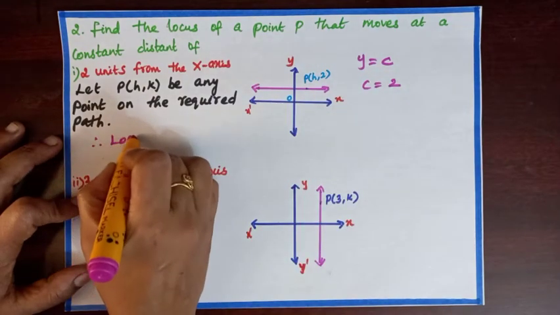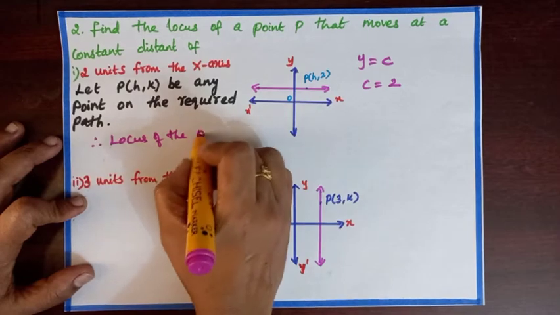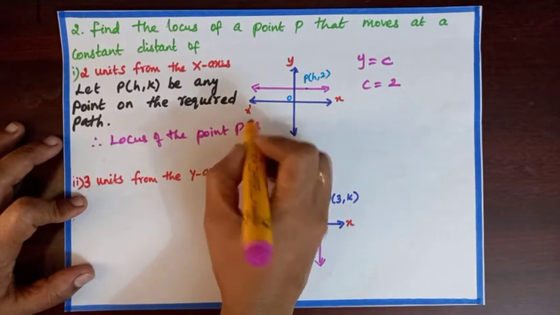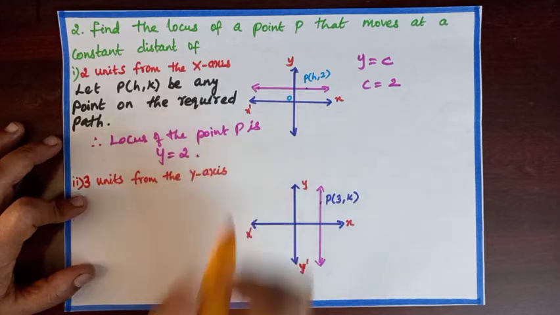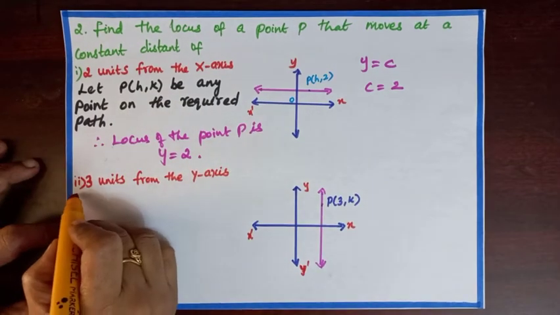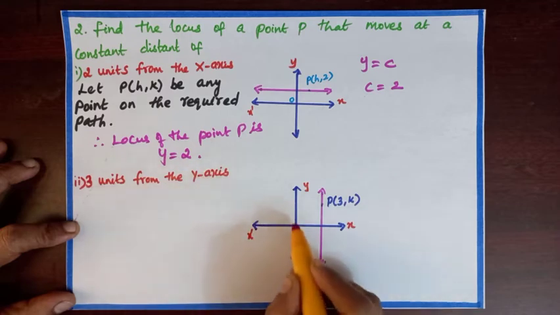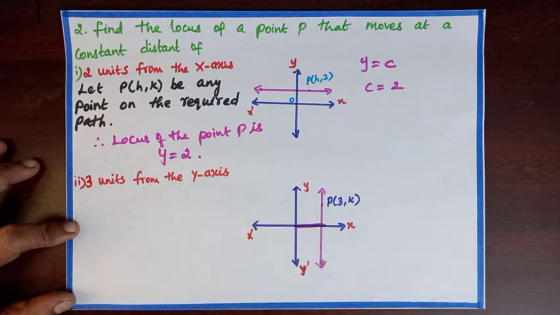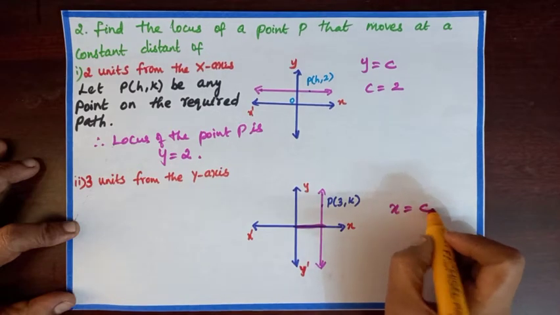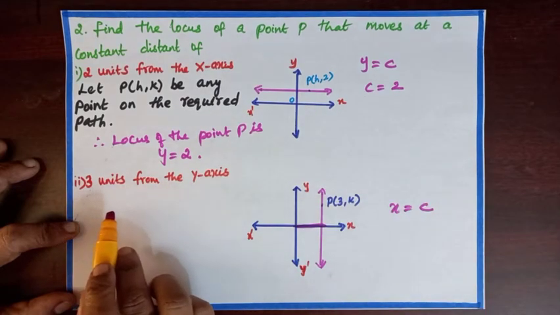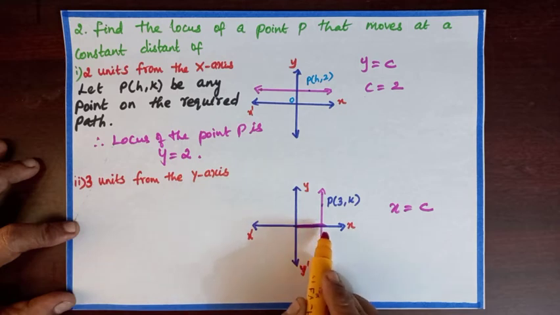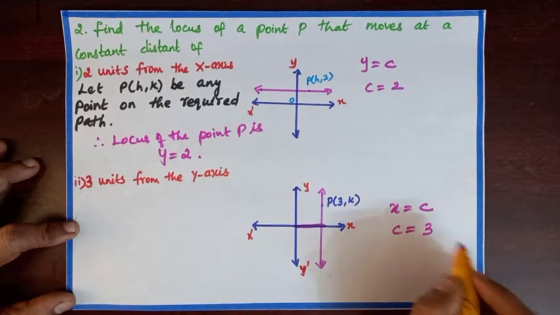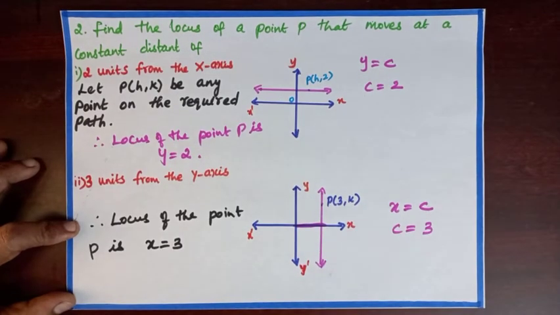Therefore, the locus of the point P is y equal to 2. Second subdivision, 3 units from the y-axis. So, y-axis, 3 units from the y-axis. Any line parallel to the y-axis will be of the form x equal to c. By the given condition, the distance from the y-axis is 3 units. Therefore, c equal to 3. Therefore, the locus of the point P is x equal to 3.